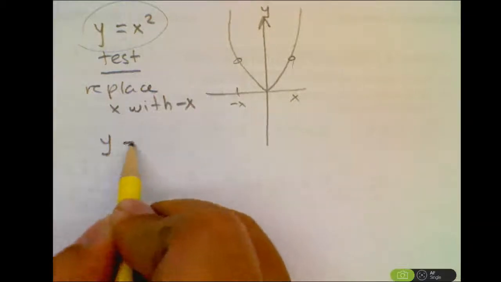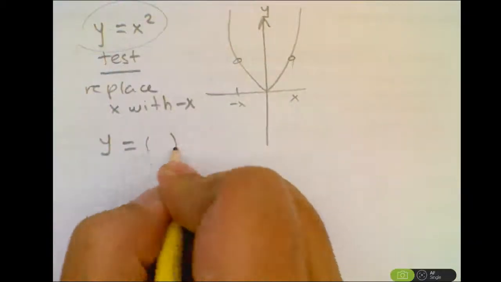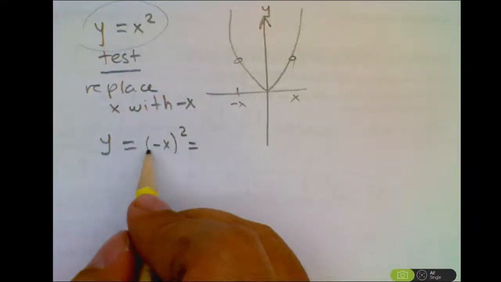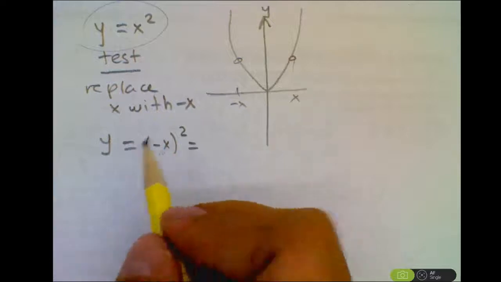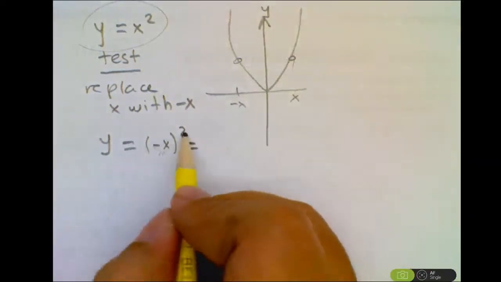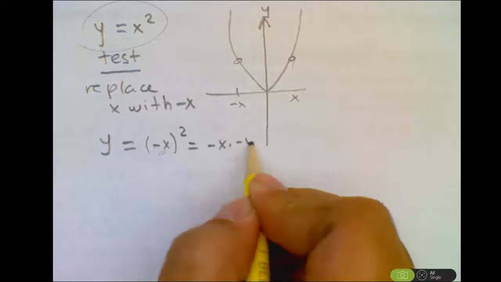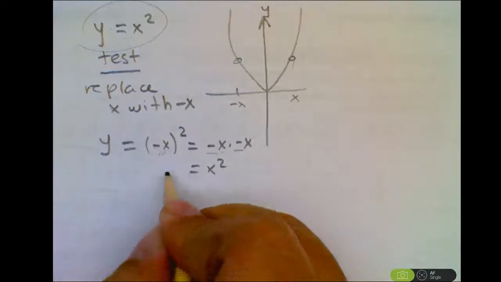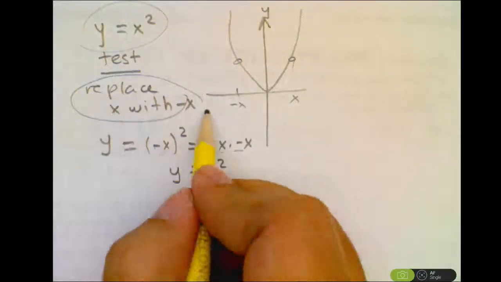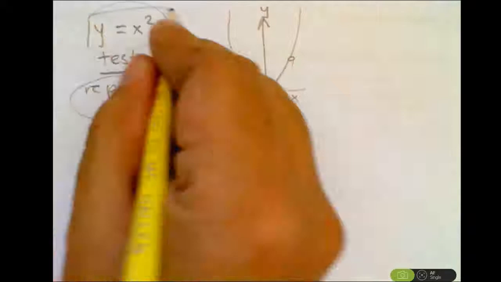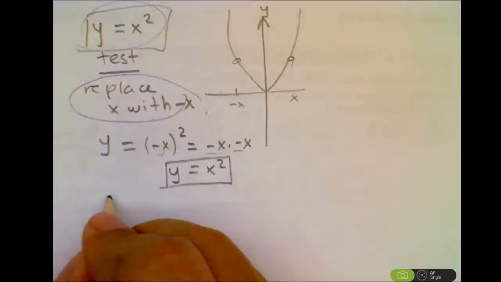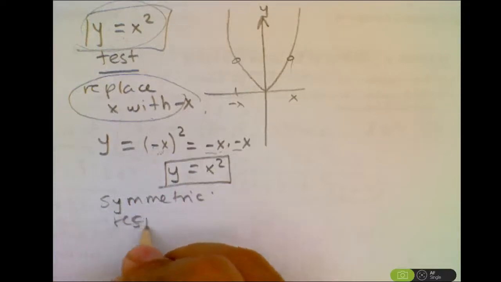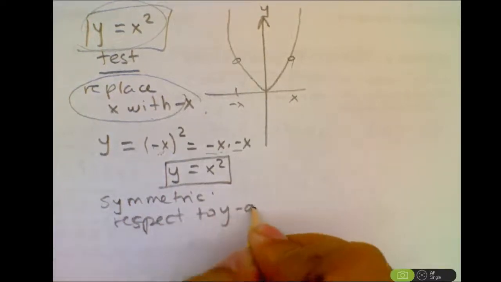So when I do that, the function is y equals x squared, and now I'm going to have y equals (-x) squared. Now remember that whether I have a positive or a negative number squared, that always gives me a positive answer. So (-x) squared is nothing but -x times -x, and -1 times -1 is 1, and x times x is x squared. So when I replace x with -x, it gave me the same equation that I had at the beginning. So I say this is symmetric with respect to the y-axis.